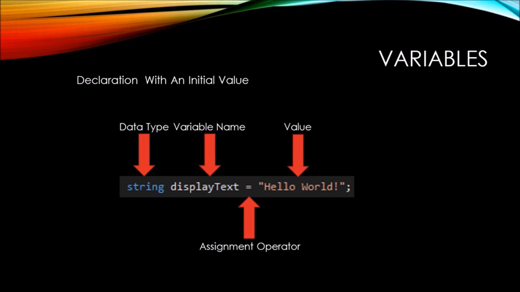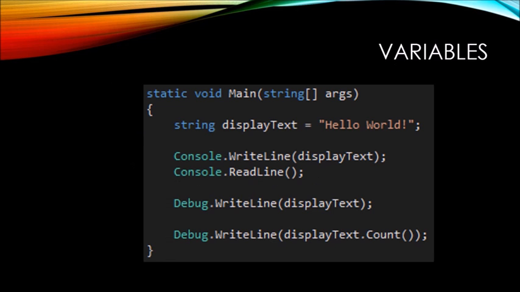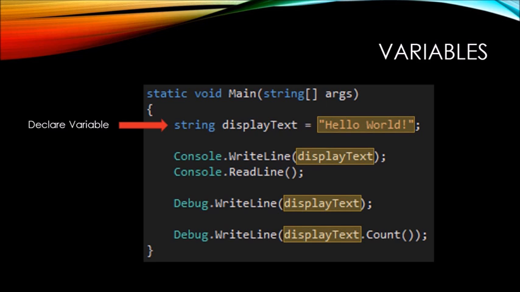Notice that the data type is a string, and that's because the value that we plan on assigning to the variable is a type of string. We will talk more in depth about data types later. So let's take a look at an example of how a variable might be used. Here we're using the declaration of a variable along with an initial value of hello world. Next, you can see that we use the display text variable name in three different locations of our code. These are all referencing back to the variable name that we declared up above.